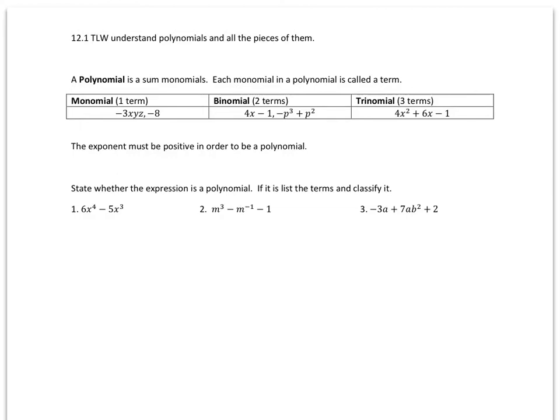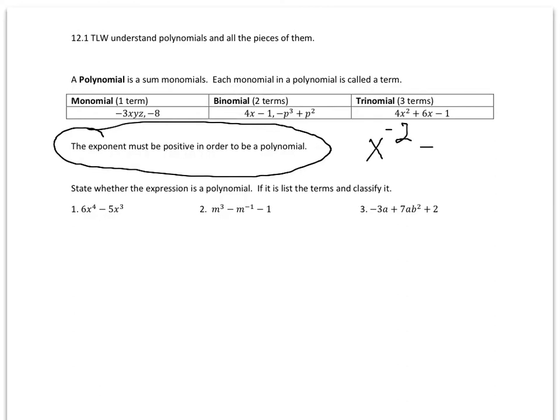So the exponent, this right here, is a key piece. The exponent must be positive in order to be a polynomial. Because if we remember, you have something like x to the negative 2, which equals 1 over x squared. That's not considered a polynomial because the variable has to be in the numerator, guys. Those are called rational functions, not polynomials.